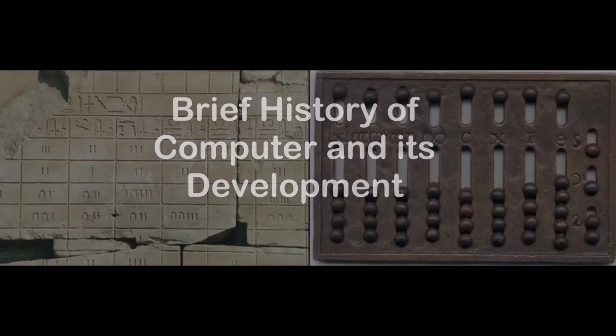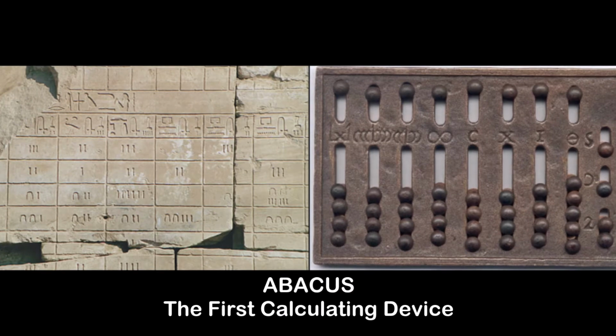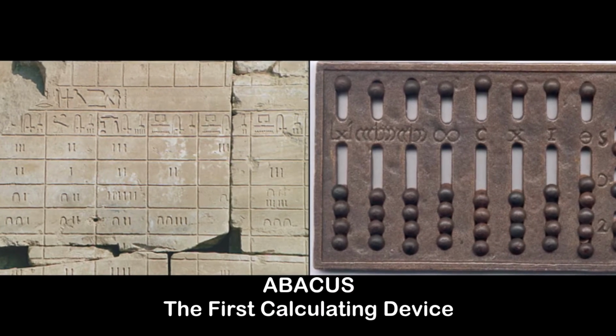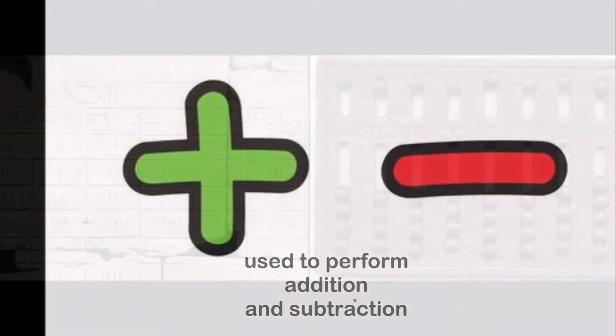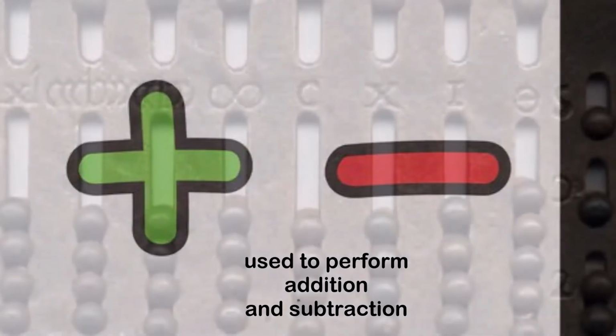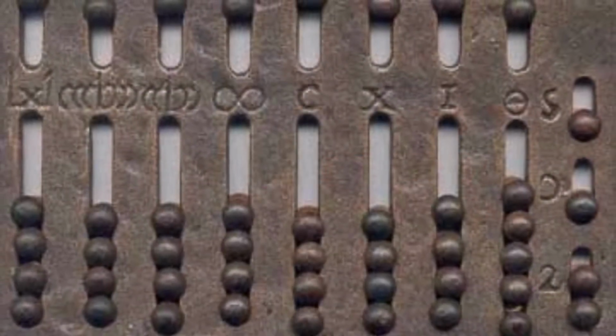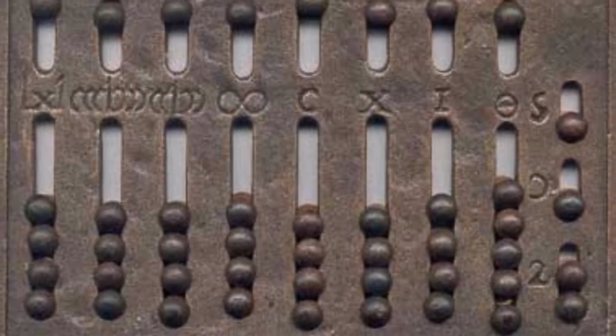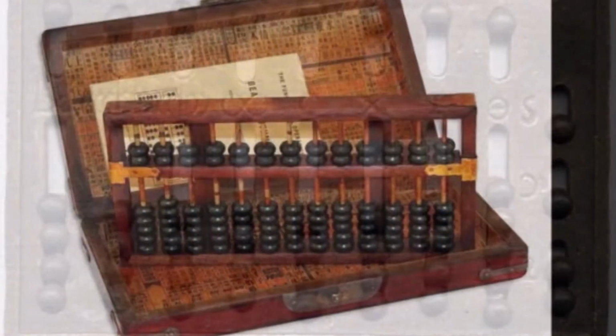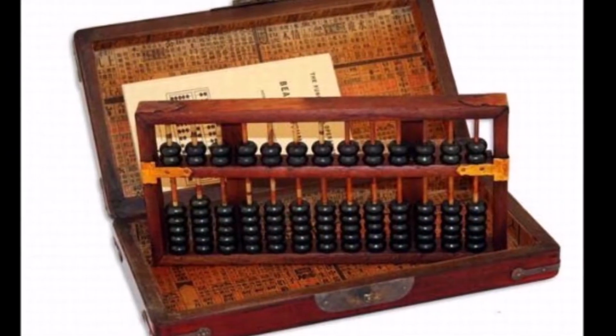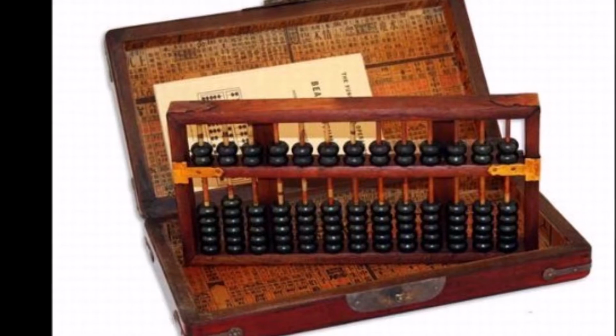The history of the computer started from a simple device called the abacus. The abacus was the first mechanical calculating device. It was used to perform addition and subtraction easily and speedily. This device was first developed by the Egyptians in the 10th century BC, but it was given its final shape in the 12th century AD by the Chinese.